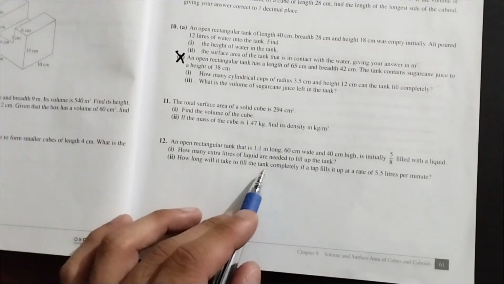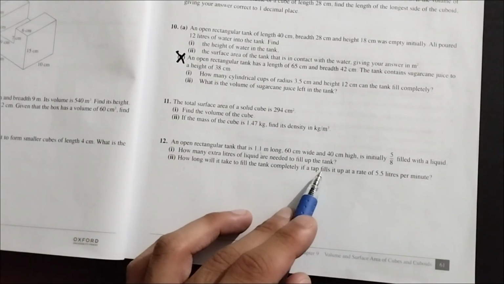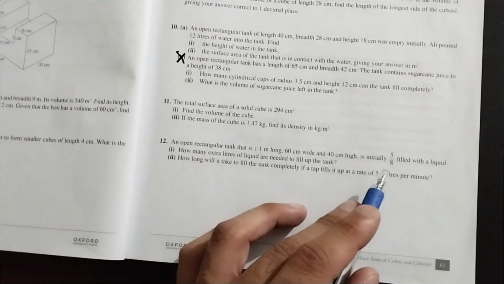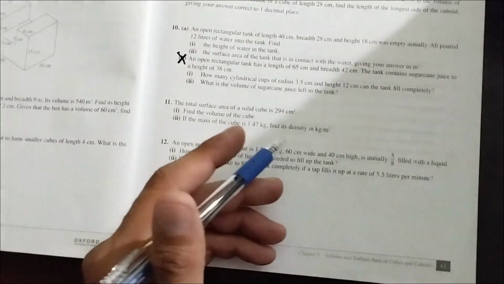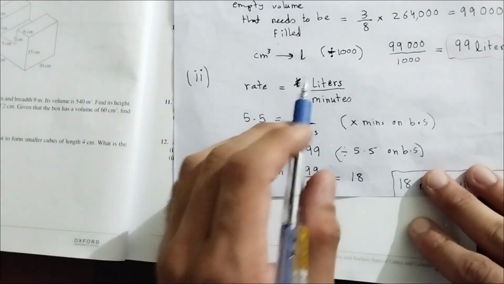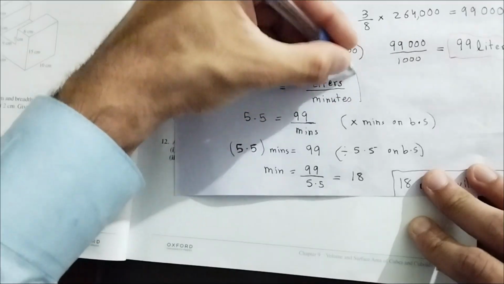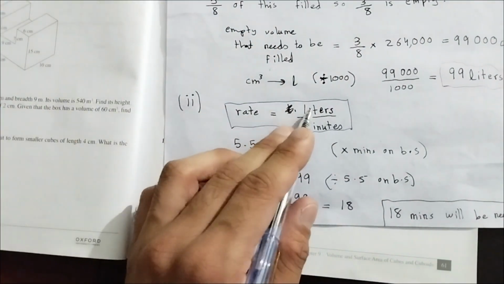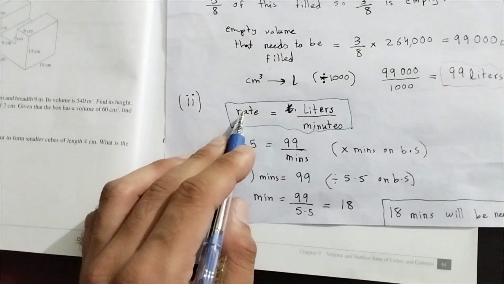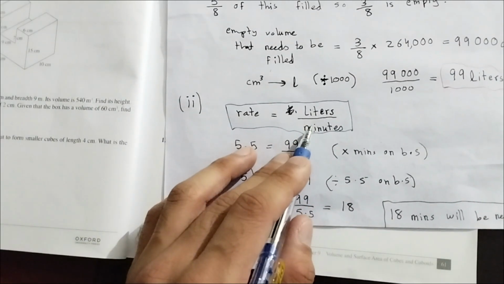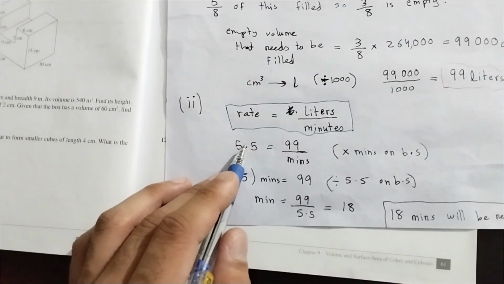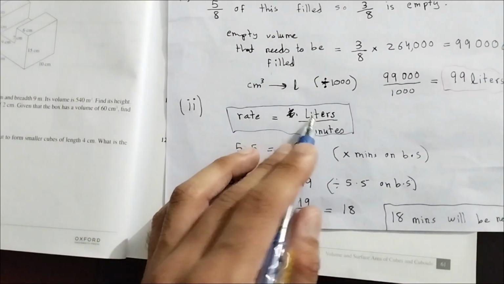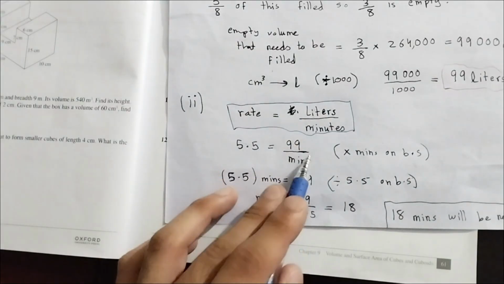Then the question tells us how long will it take to fill the tank completely if the tap fills it up at the rate of 5.5 liters per minute. A very simple question. Only thing that you need to understand here is that rate is equal to liters divided by minutes. Pretty much very similar to the previous question that we did. Rate is equal to liters divided by minutes. Rate is given to you, liters is given to you, you need to find the minutes. In place of rate, just write the rate, which is 5.5. Liters, we just found it, which is 99 divided by minutes.